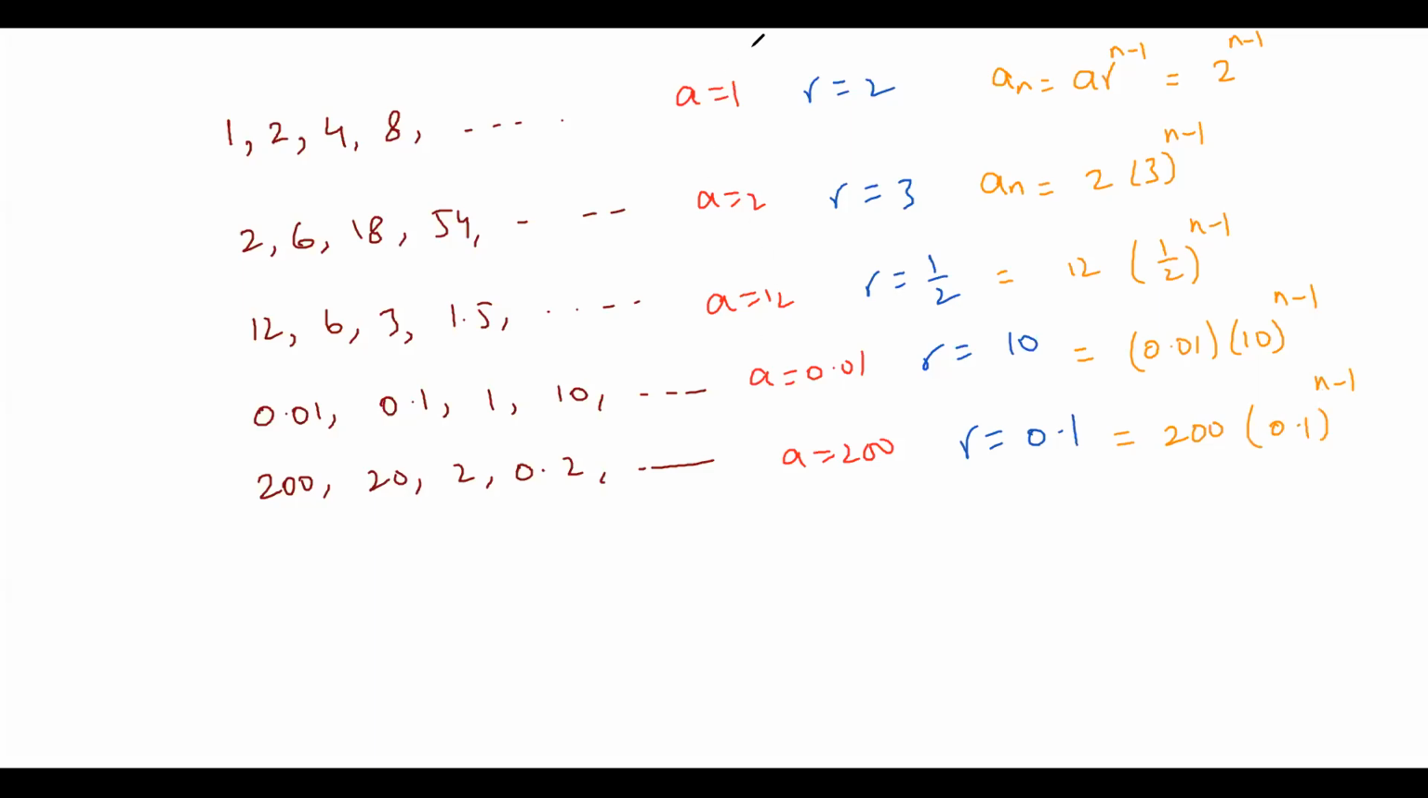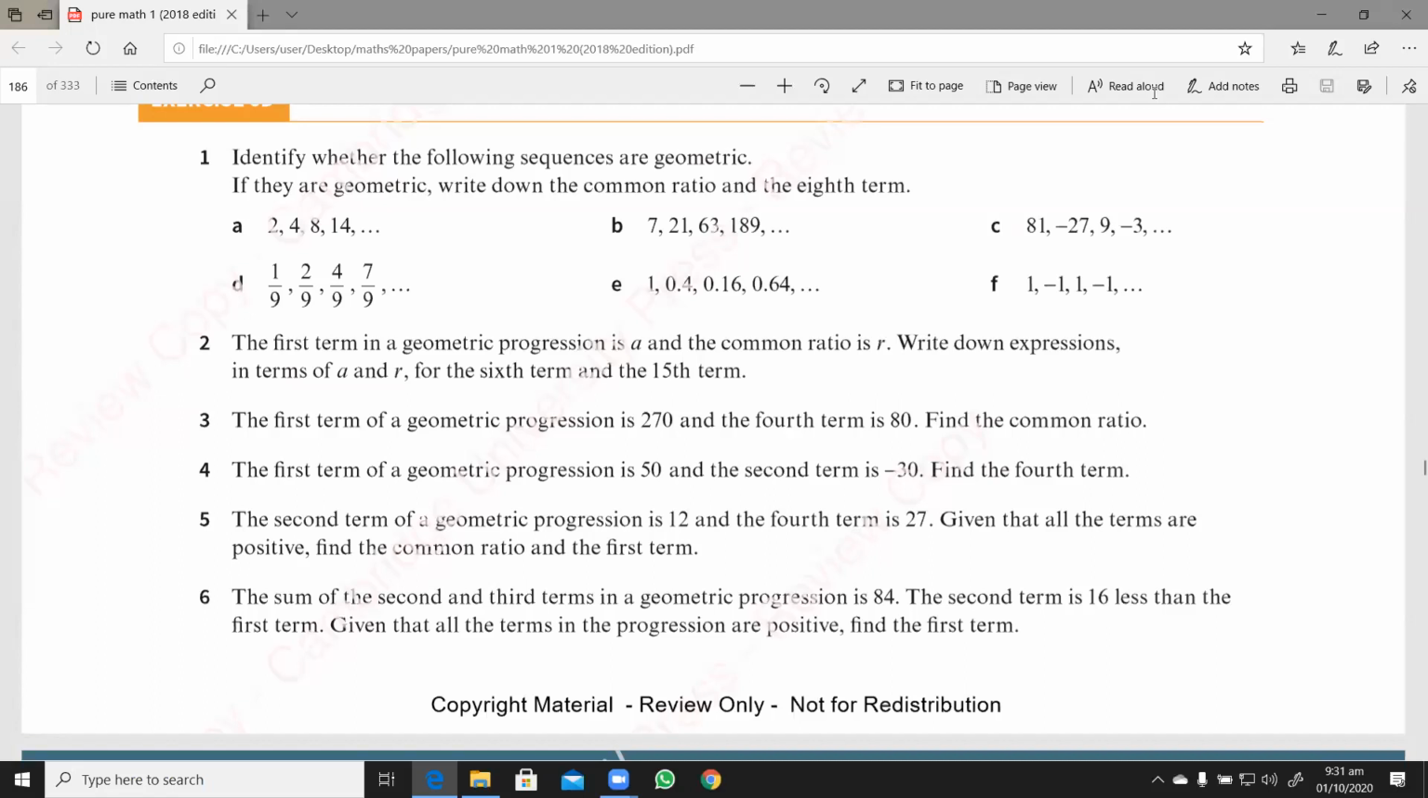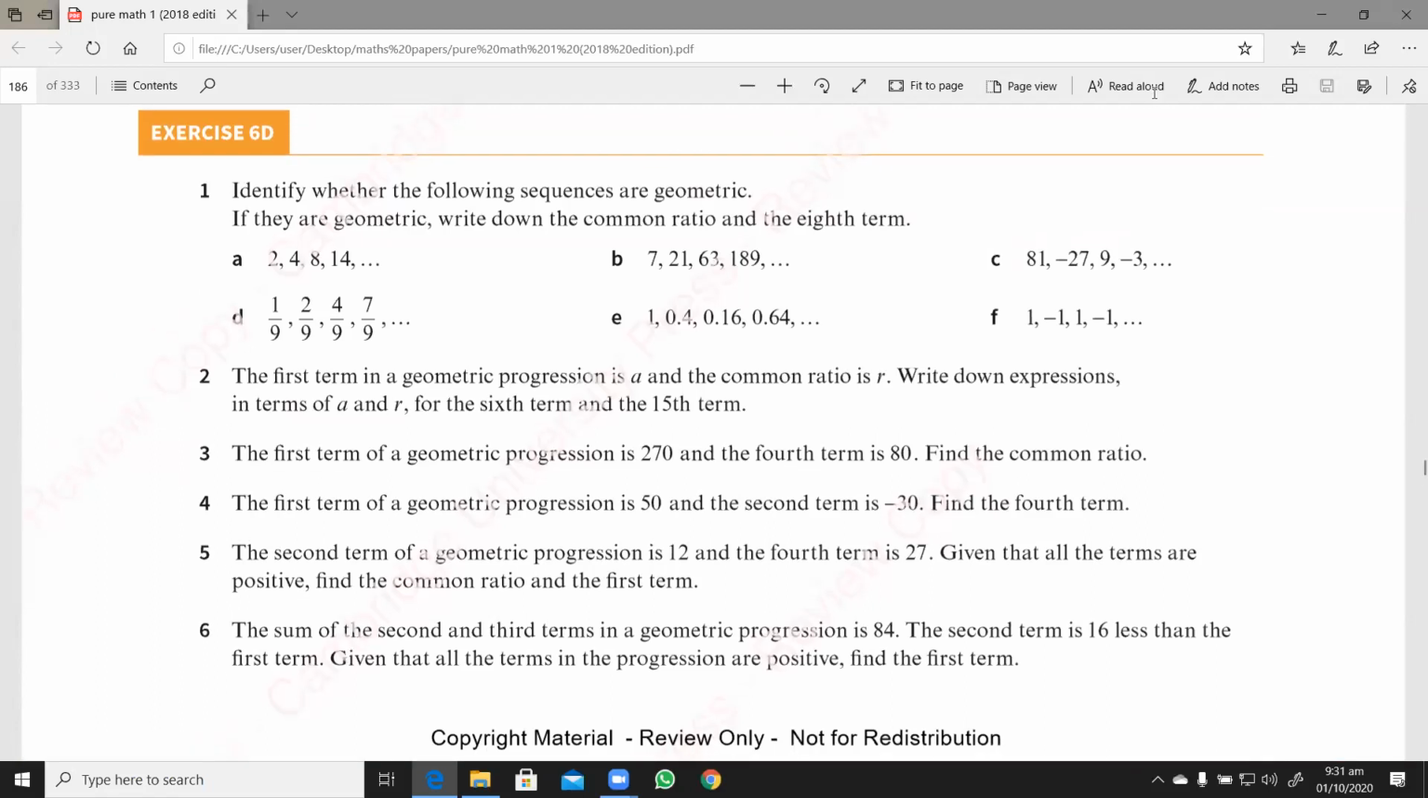Now we shall be trying different situations where you will be finding A or n or R. Okay, let's try some questions from the book. This is exercise 6. It says identify whether the following sequences are geometric or not. And if they are, then you have to write the common ratio and the eighth term. Now, what do you think about this part A? Is it GP or not? Not. Why is this not a GP? Because after 8, if it were a GP, the term would have been 16. Like 2 times 2 is 4, 4 times 2 is 8, 8 times 2 is 16. So this is not a GP.